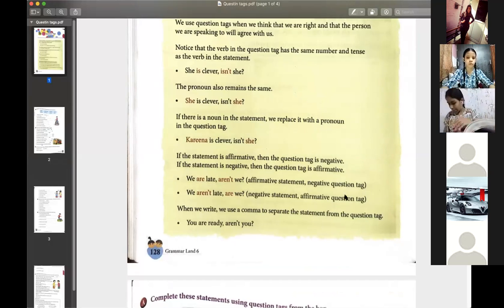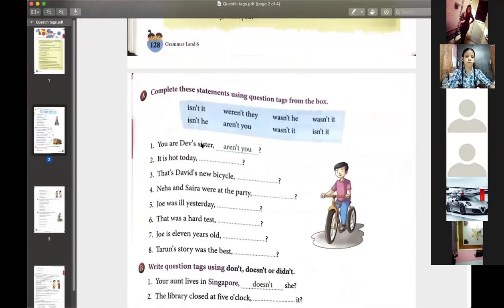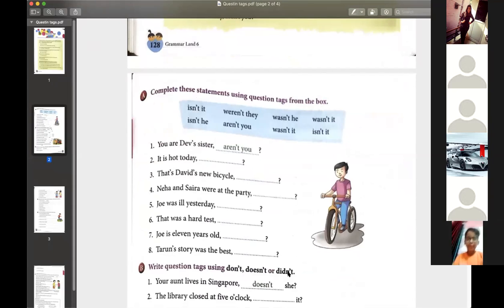Whatever we have studied in the video is summarized here in the book. Let's see if you have understood or not. Question number 1 says, complete the statement using the question tags from the box. It is hot today. Find out the helping verb. See, is it positive or negative? Change it into negative if it is positive, or positive if it is negative, with the same pronoun. Yes, Srijana? Isn't it? Very good.